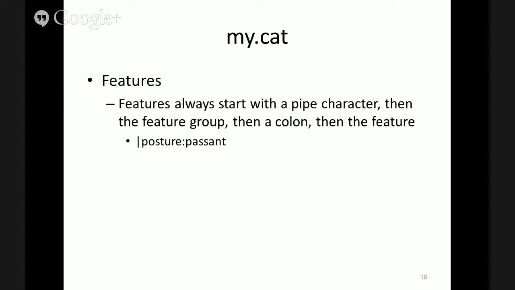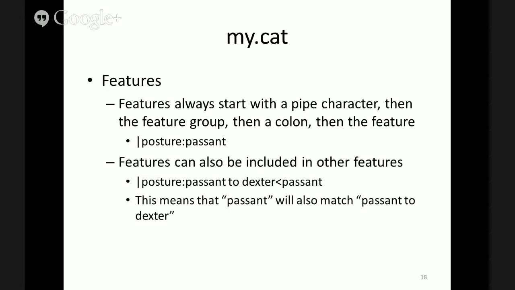Features always start with a pipe character, then you have the feature group, then a colon, and then the feature name. So this is from the feature section. It says that the group is posture and the feature is passant. Features can also include other features, and it looks like this: posture colon passant to dexter less than passant. What this means is that if you search for passant, it'll match passant, but it'll also match passant to dexter.